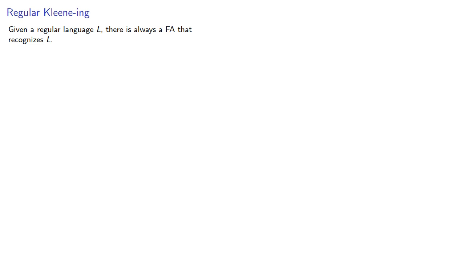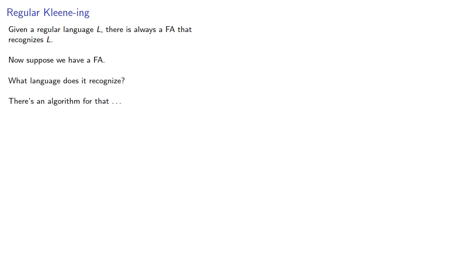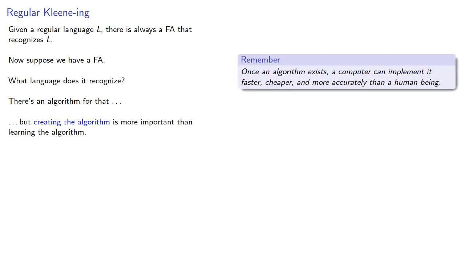Given the regular language L, there's always a finite automaton that recognizes L. Now suppose we have a finite automaton, what language does it recognize? There's an algorithm for that, but creating the algorithm is more important than learning the algorithm. Remember, once an algorithm exists, a computer can implement it faster, cheaper, and more accurately than a human being. So how can we create an algorithm for finding the language an FA recognizes?